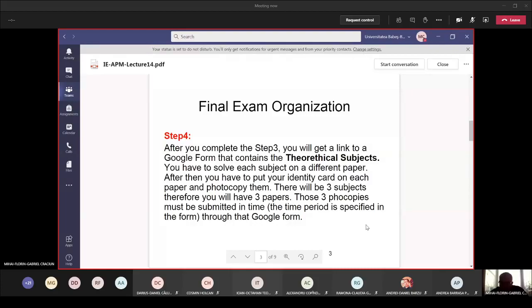In the theoretical subjects there will be a time limit, and that time limit also includes the time for uploading. I'm going to give you 4 subjects, so you have to upload the photocopy.